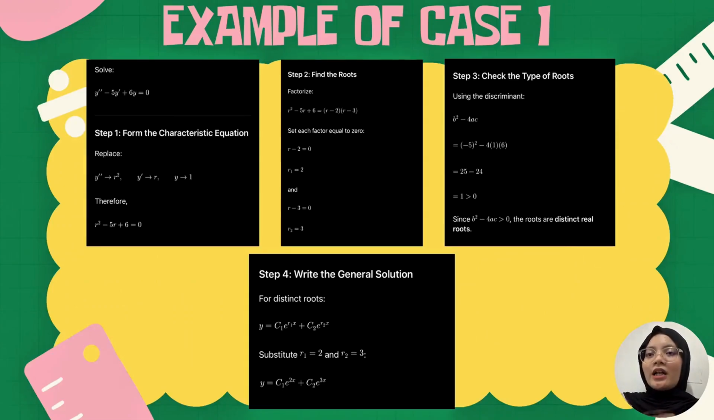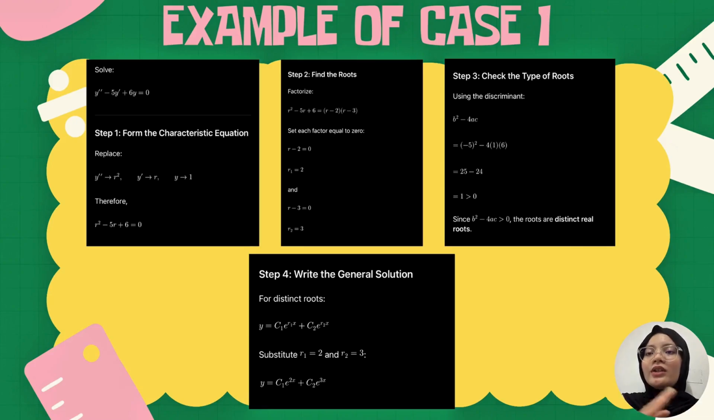Okay, so next I will talk about the example for case 1. The question asks us to solve d squared y over dx squared minus 5 dy over dx plus 6y equal to 0. So first, you need to form the characteristic equation. And for the second step, you need to find the roots based on the characteristic equation. So you factor out the characteristic equation and you will get r1 and r2.